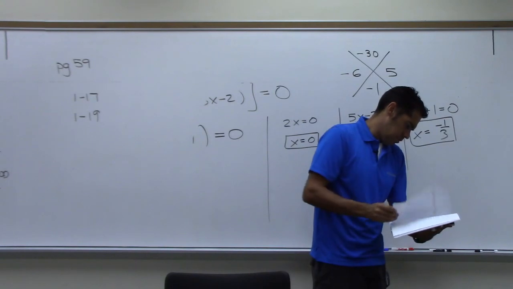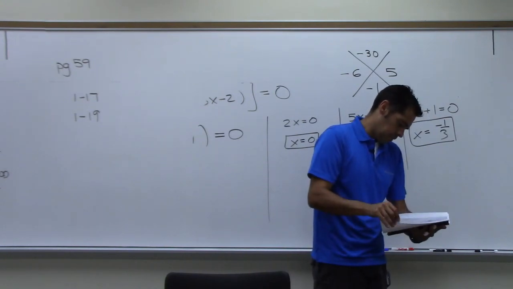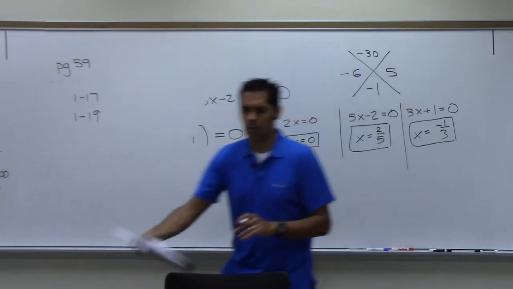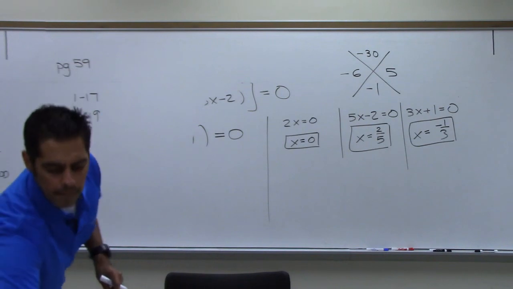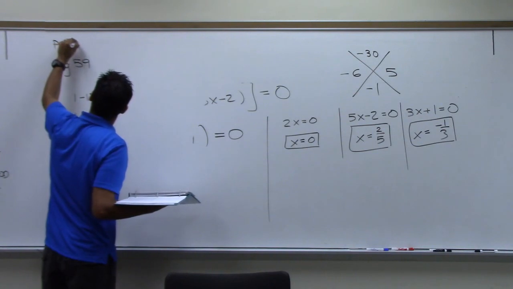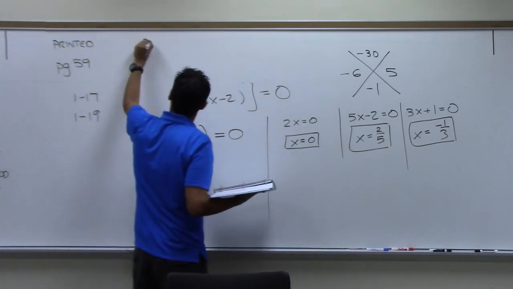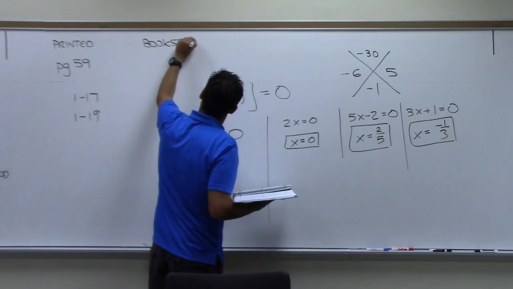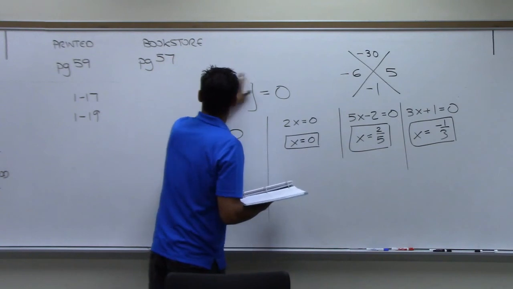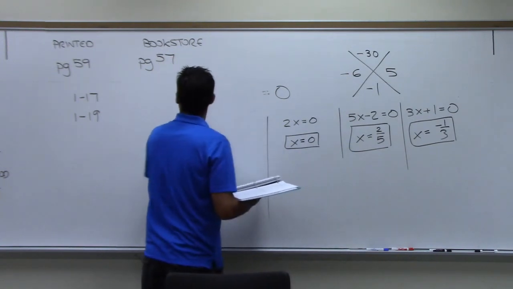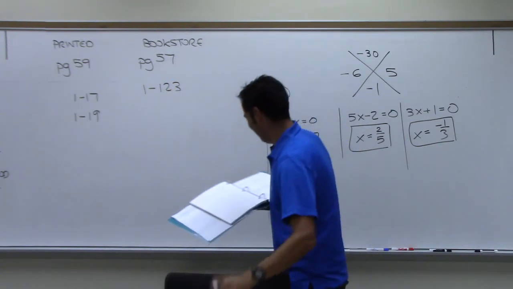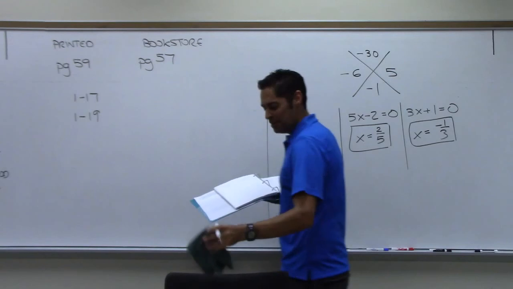Hold on a second. And then if you're on the printed one, this is the bookstore one. Page 57. One through 24 or 23. Is that fair? No, I'm kidding.